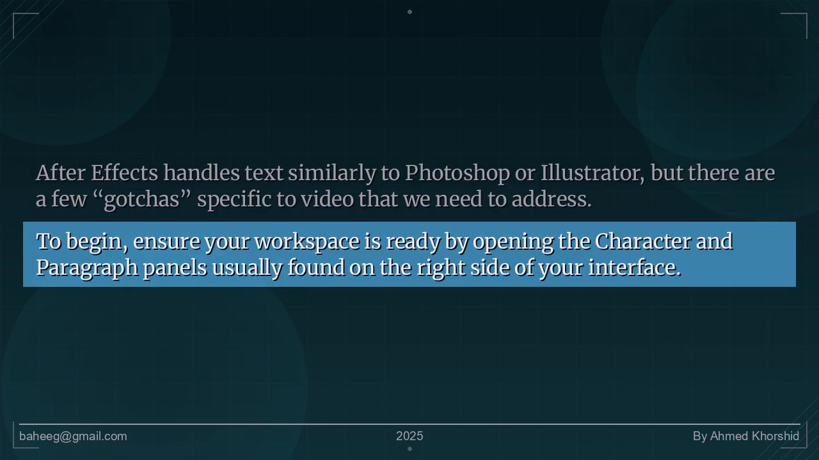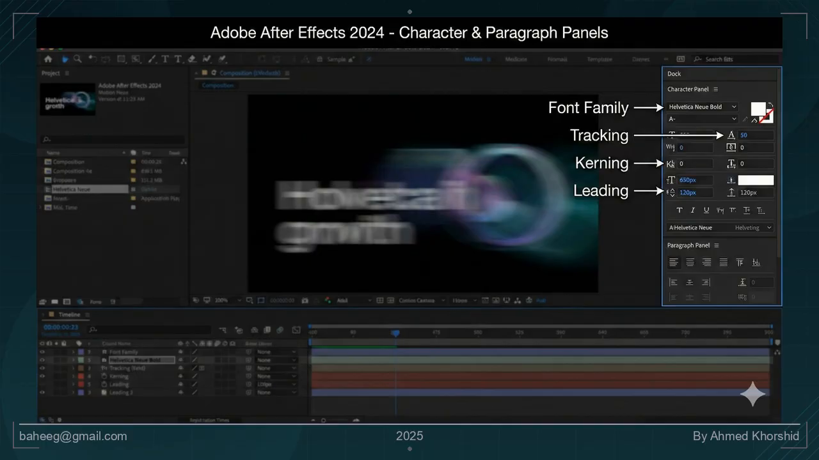To begin, ensure your workspace is ready by opening the Character and Paragraph panels, usually found on the right side of your interface. Figure, high-resolution UI screenshot of the After Effects workspace. The focus is on the right-hand dock, specifically highlighting the Character panel and Paragraph panel. Callouts point to the font family, tracking, kerning, and leading fields. The rest of the interface is dimmed slightly to emphasize these panels.